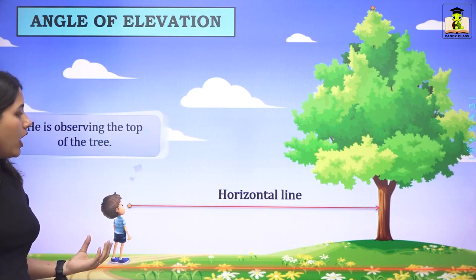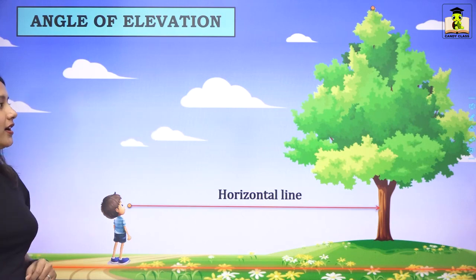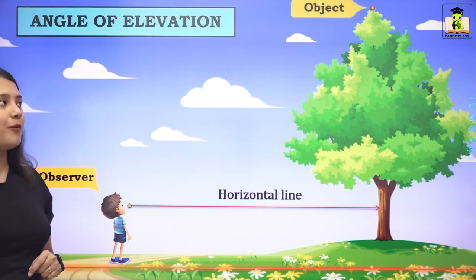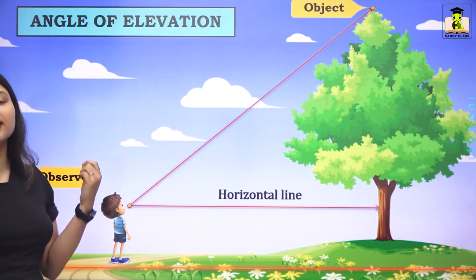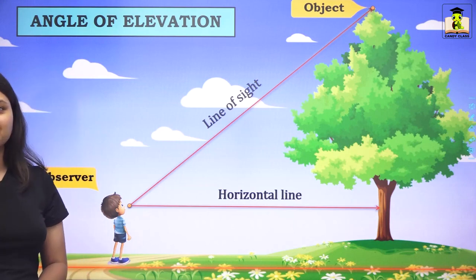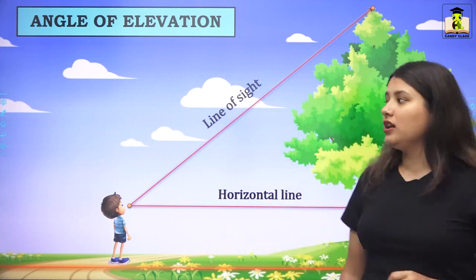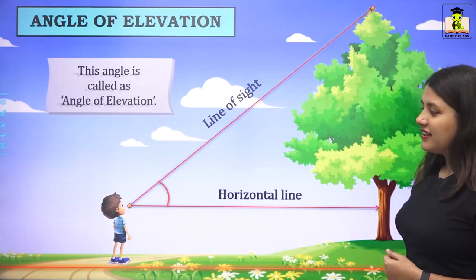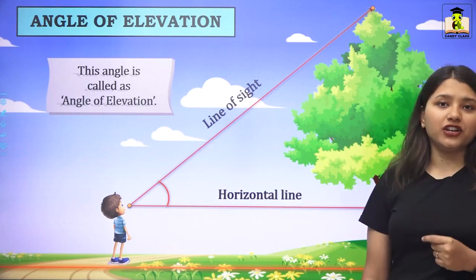Now, Rohan is observing the top of the tree. So, here in this case, the observer is Rohan and the object is the top of the tree. And the line between the observer and the object is known as what? Is known as line of sight. But can you see that? Is there any angle between the line of sight and the horizontal line? Of course, yes, there is an angle, and this angle is known as the angle of elevation.